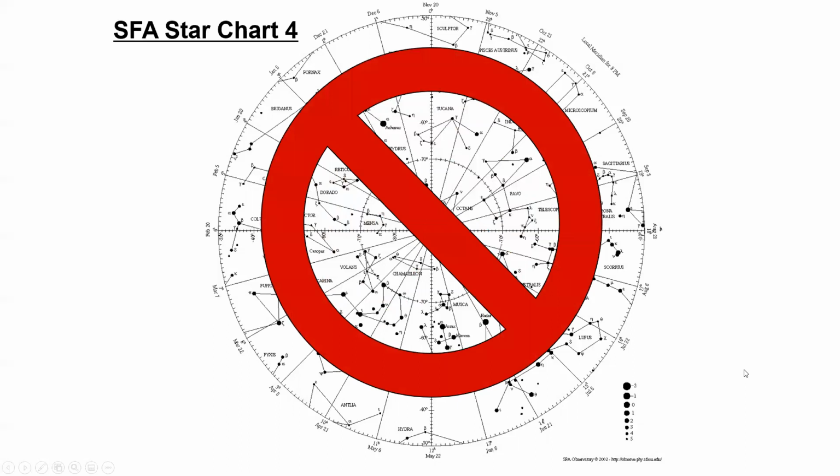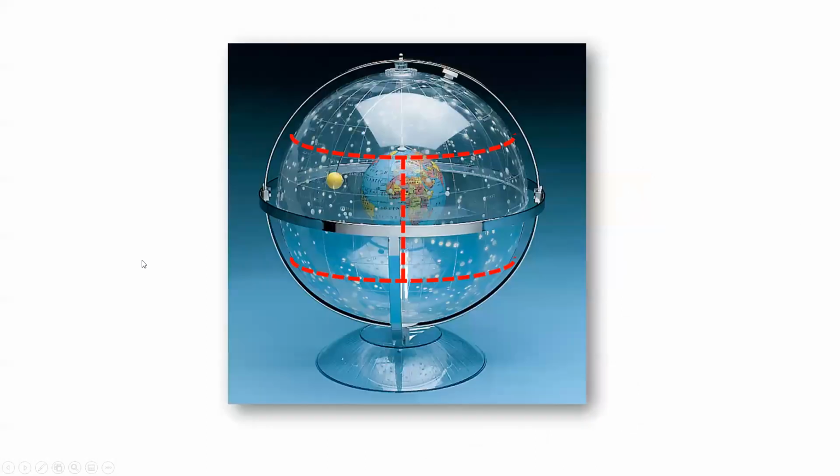We don't really use this star chart very much because you have to be below the Earth's equator to be able to see many of these stars and constellations. For example, to see the toucan right here, you have to be in Australia to see that.